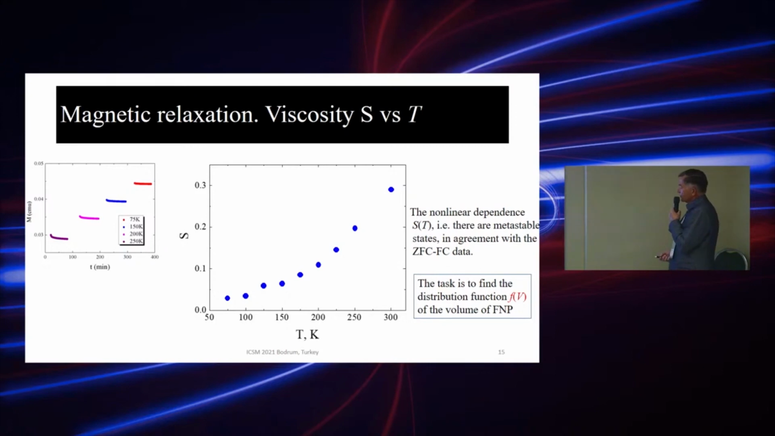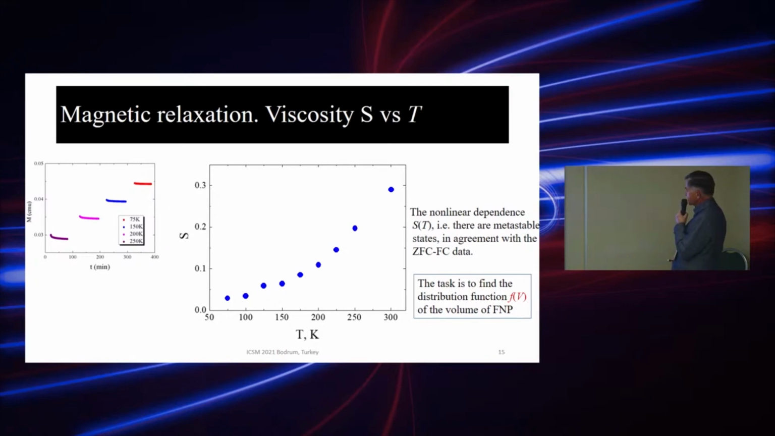So now I pass to magnetic relaxation data. Here you may see some examples of M versus time. You see the range of time is minutes. From processing these data, it is possible to plot viscosity versus temperature. This is our result in the temperature range 75 to 300 K. Below that I don't show, because there was a problem with the sensitivity of the SQUID in this case.